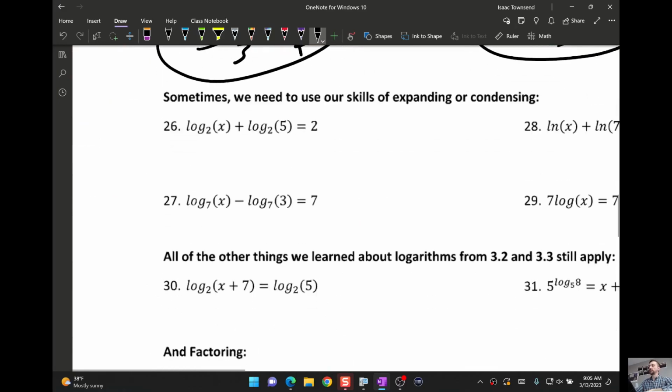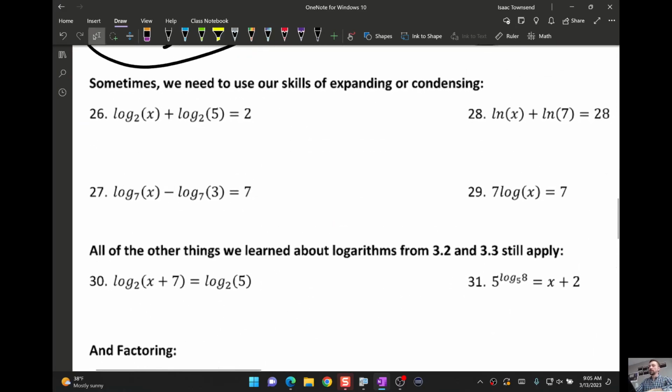Okay, so on to the back page. Occasionally, we need to do expanding or condensing, which is what we learned last class in section 3.3. So fortunately or unfortunately, I guess just based on your opinions here, we will not get to this half of the test before spring break. So that means when we come back, we'll have to review a day and then take this half of the test. But that test will certainly have a question or two, just seeing if you can expand or condense. But for the most part, that's really just a skill to help us solve these equations.